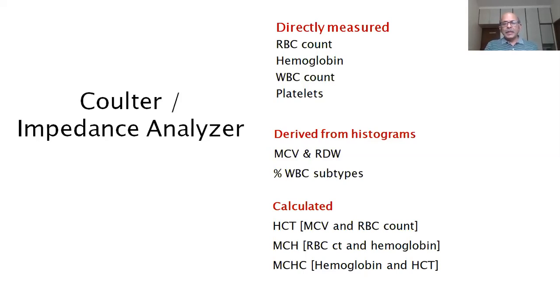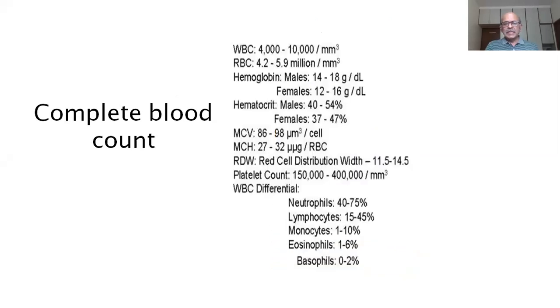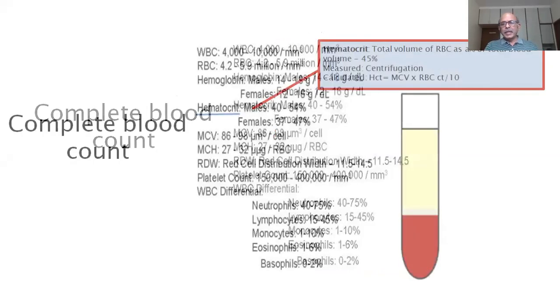The other three parameters, hematocrit, mean corpuscular hemoglobin and mean corpuscular hemoglobin concentration, are calculated by the machine, which we will go into very shortly. So these are some of the important parameters which the complete blood count tells us.